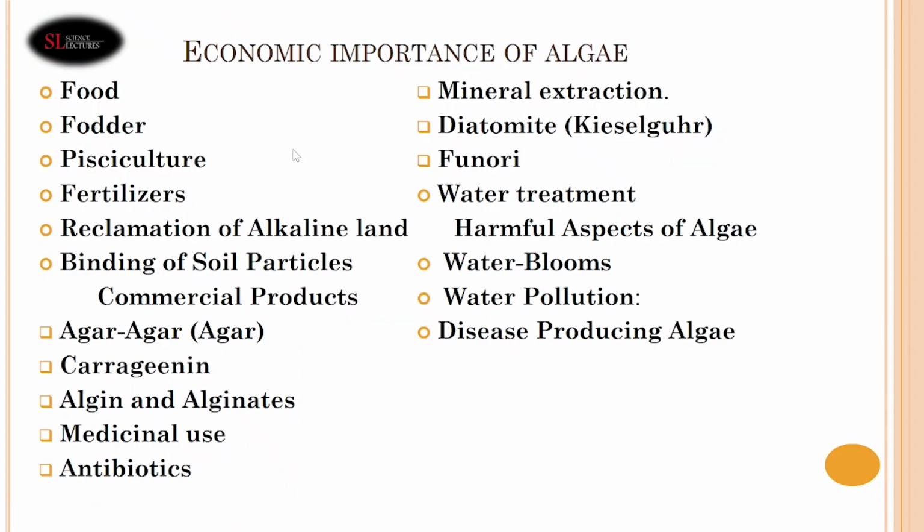Okay, then we have another product called carrageenan. So carrageenan is similar to agar because it is also a metabolic product derivative, and it is obtained from algae called Chondrus crispus.